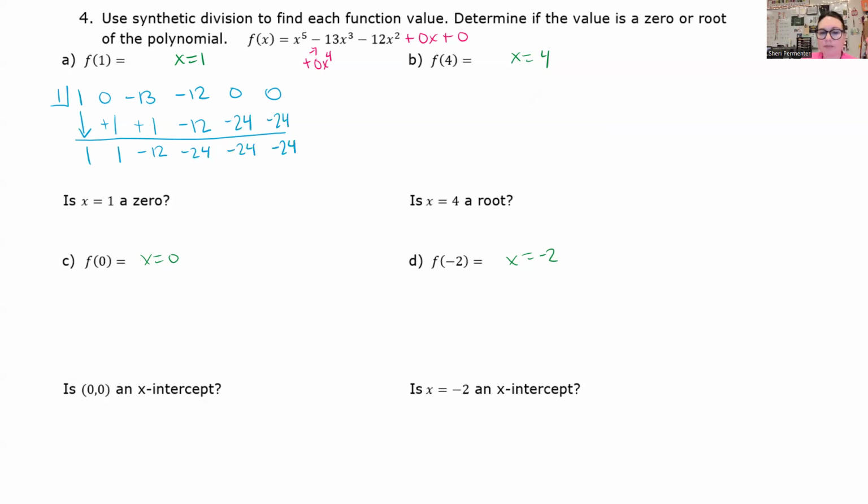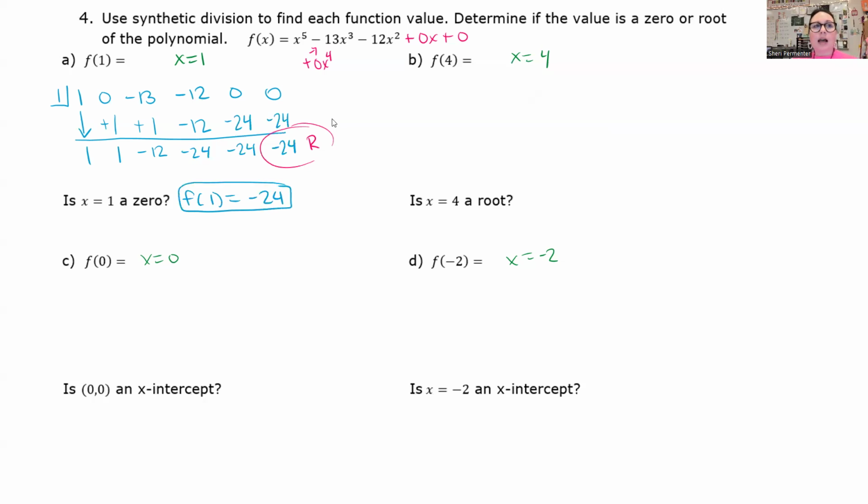What is my remainder? Yeah, so the remainder is -24. That's the only number I care about. I can rewrite the problem: f of 1 is -24.